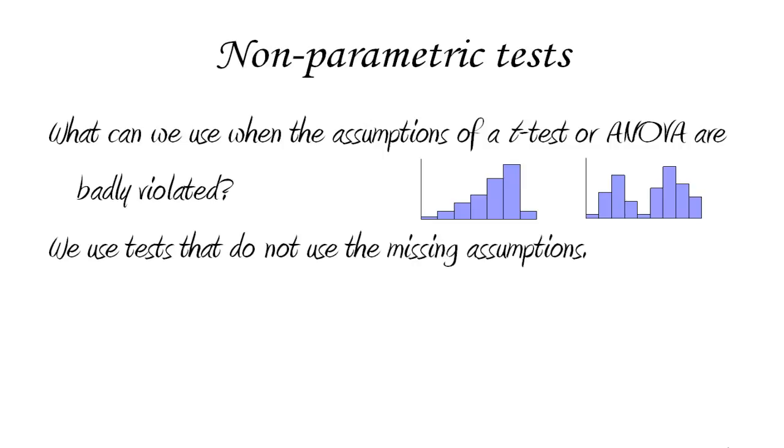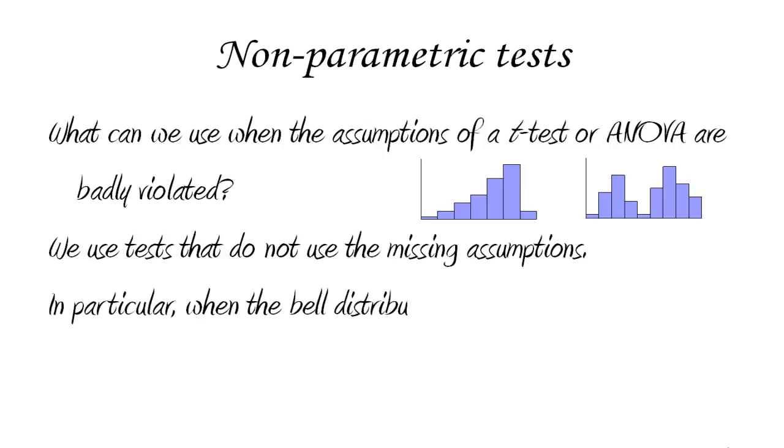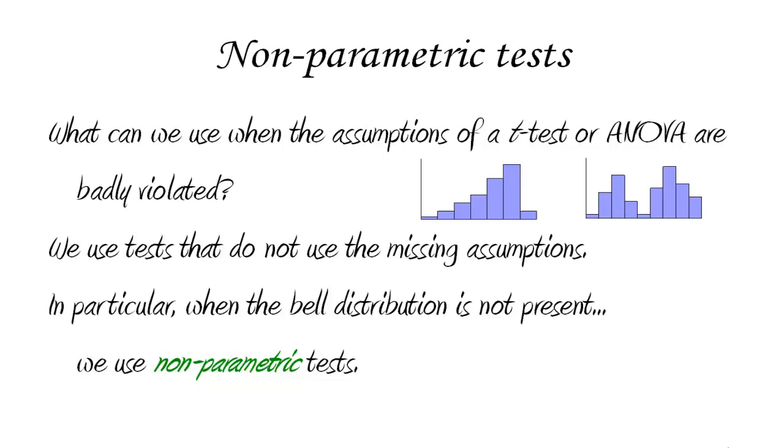Well, we can use other tests that do not use the missing assumption, so that we don't have to worry about it. In particular, when the bell distribution is not present, like in the two histograms that I'm showing up there, then we're going to use non-parametric tests. So non-parametric tests are pretty much the ones where we're going to abandon the idea of the bell-shaped distribution. Technically speaking, they're a little bit more than that, but again, we're not going to dwell on the technicalities here, are we?